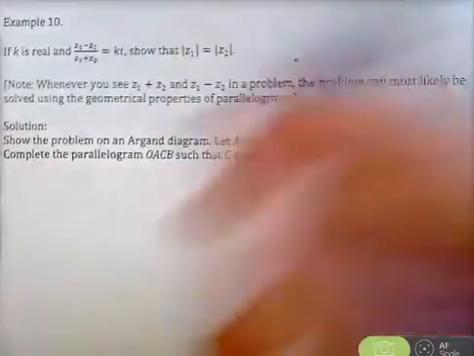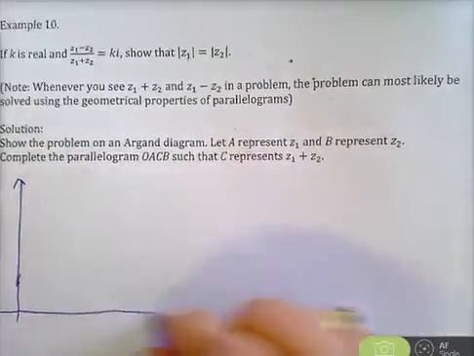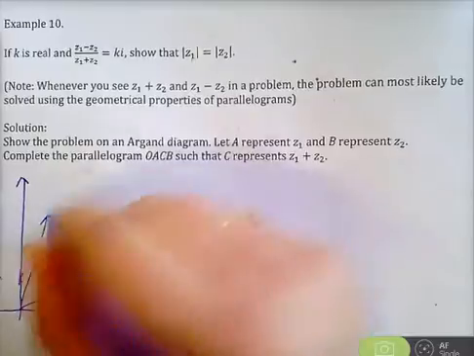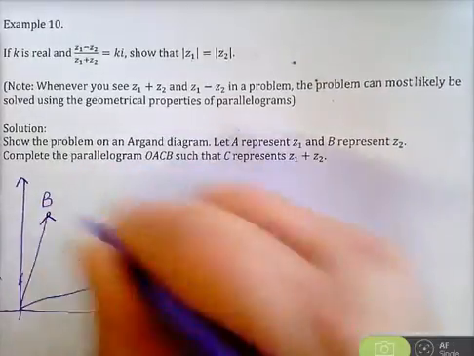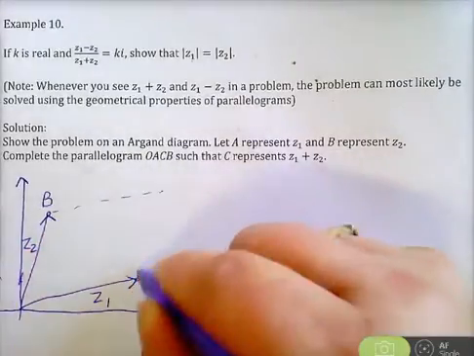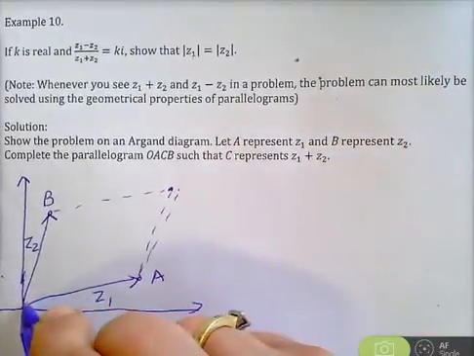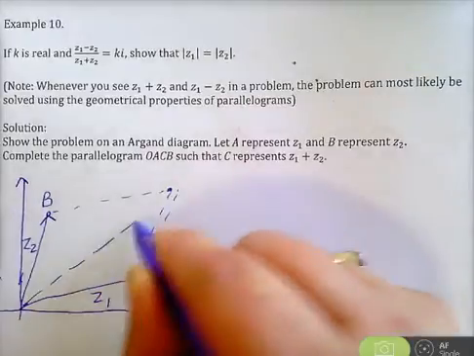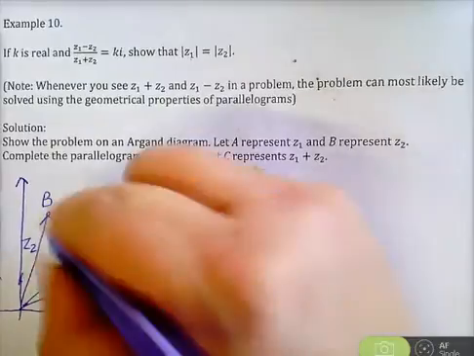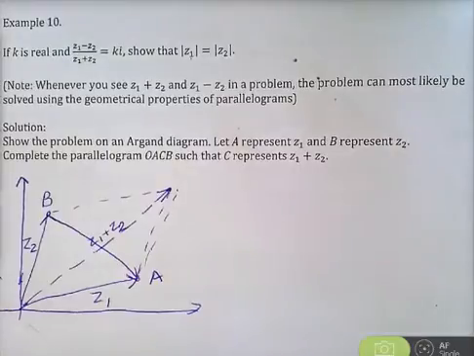Solution: show the problem on an Argand diagram. Let's draw this nice and big. I like to put the A down here, and let's put the B up here, because you can draw a nice parallelogram, and this will be Z1, and this will be Z2. You know that this is Z1, that's Z1 plus Z2, and do we know which way? I think it's downwards, isn't it? But if you're not sure, just do a quick sketch. The other one's Z1 minus Z2.